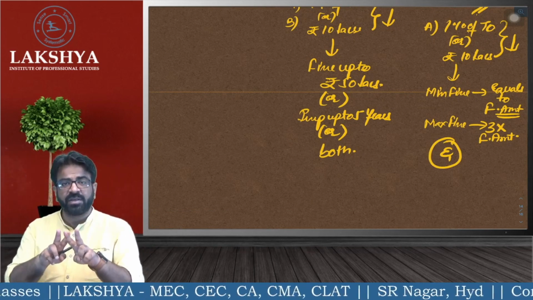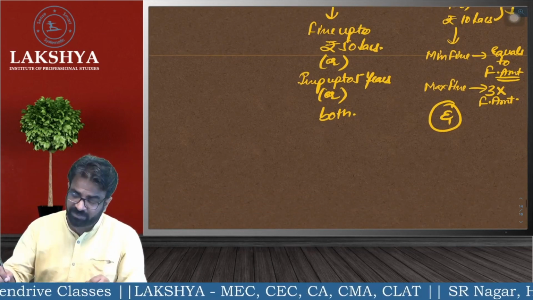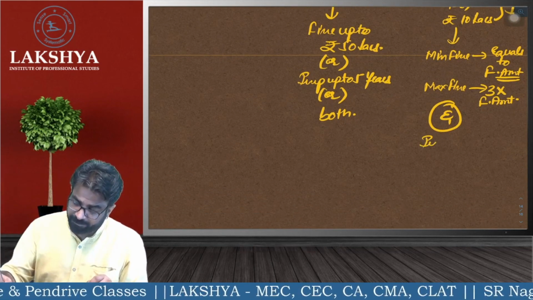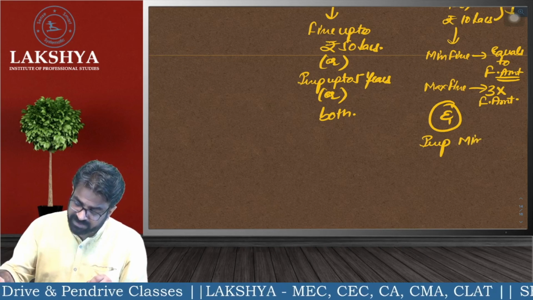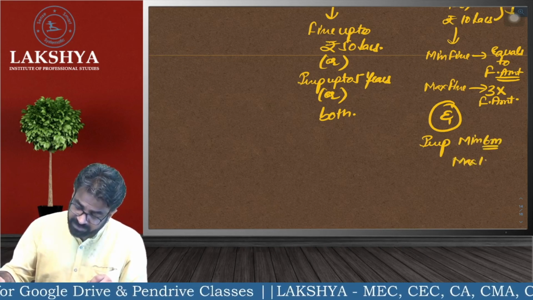It means it is a non-compoundable offense. तुम्हें फाइन भी देना पड़ेगा, तुम्हें जेल भी जाना पड़ेगा. कितना जेल जाने पड़ेगा? Imprisonment of minimum 6 months and maximum 10 years.